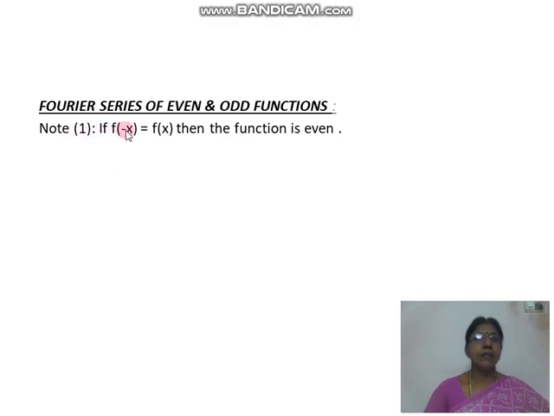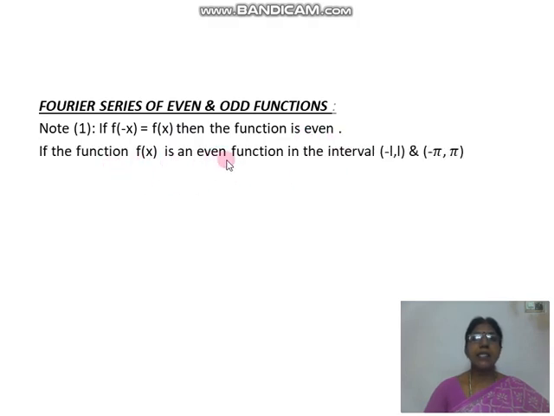If f of minus x is equal to f of x, then the function is even. If the function f of x is even in the interval minus L to L or minus pi to pi, we observe whether the function is even or odd only when the interval is minus L to L or minus pi to pi. Minus L to L means it may be minus 1 to plus 1, minus 2 to plus 2. In place of L we can have any real number.